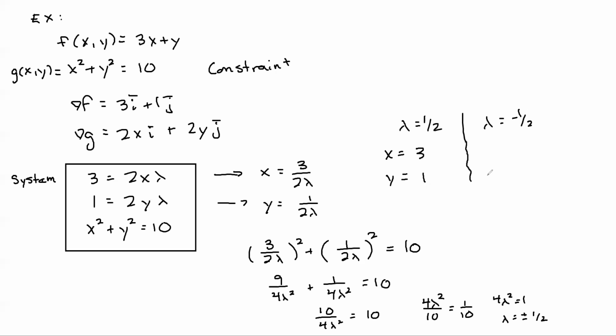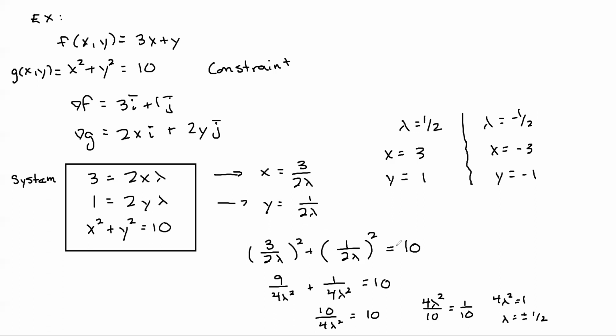And then lambda equals negative 1/2. 2 times negative 1/2 is going to be negative 1. 3 over negative 1, we get negative 3. And then y equals 1 over negative 1. That's negative 1. Okay, and so those are my solutions to the system of equations.